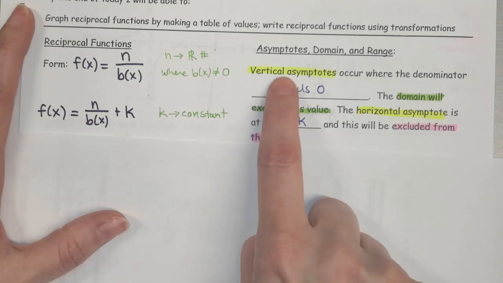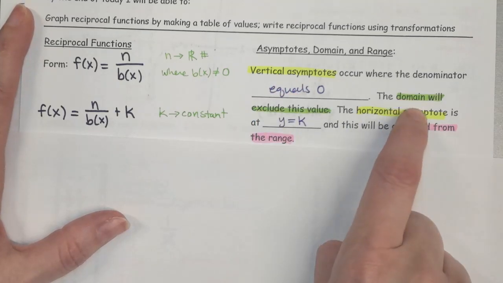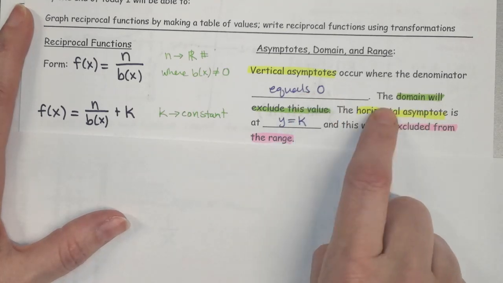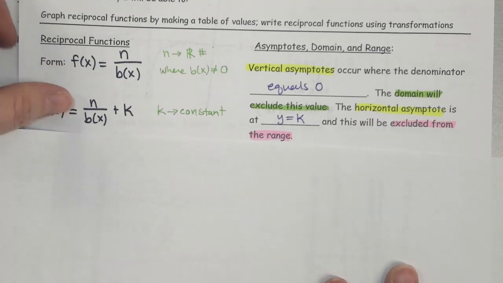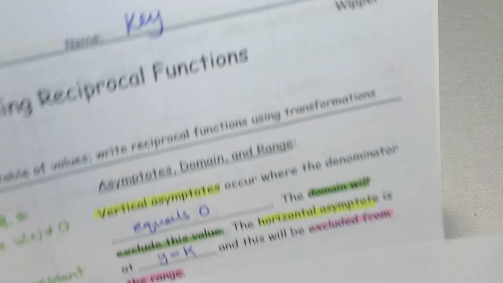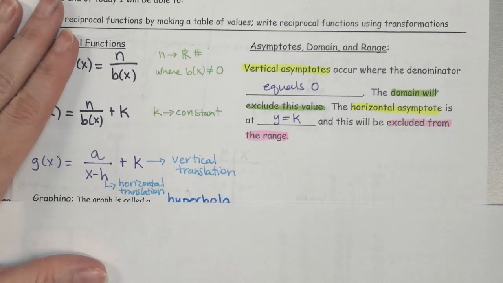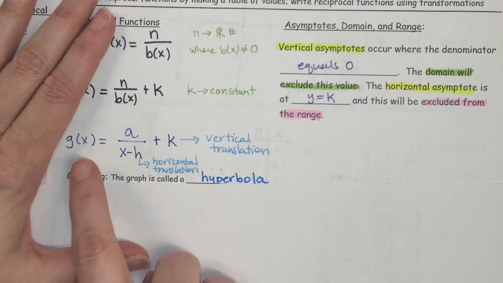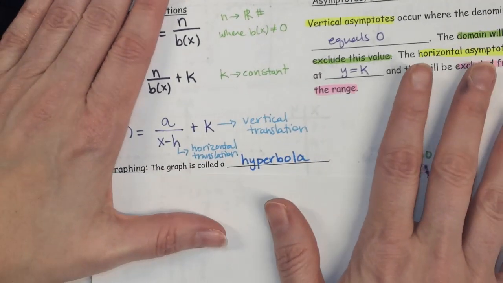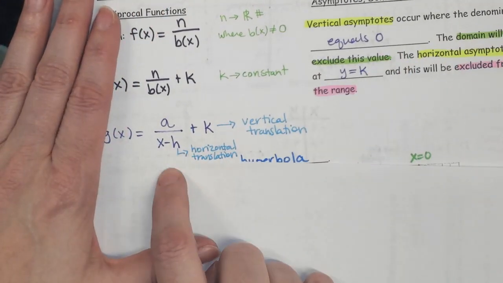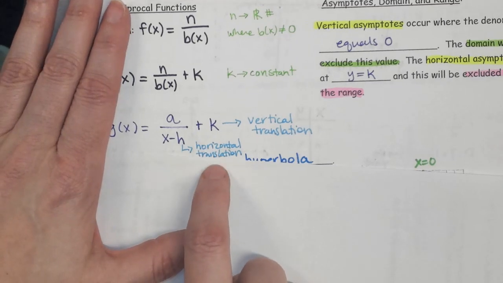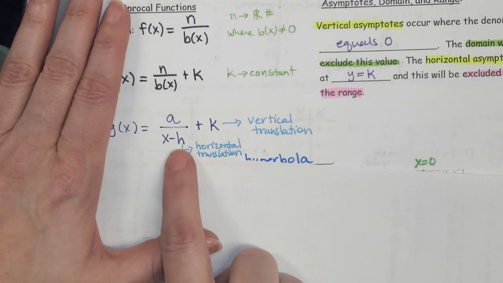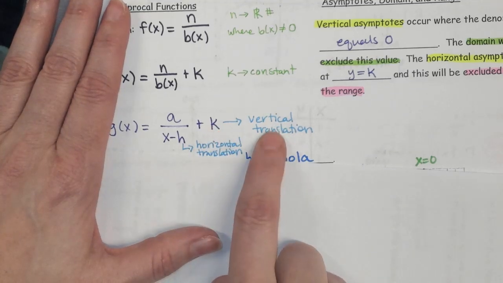So when we find the vertical asymptote, we're going to find the domain with that because the domain excludes that value. And then after we find the horizontal, we can find the range because it excludes that value. And then the last one here says g of x equals a over x minus h. x minus h is going to show you where the horizontal translation is, so if you're moving left or right, and then the k is the vertical.